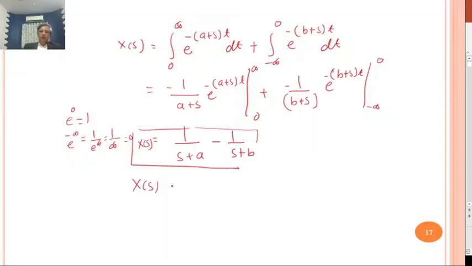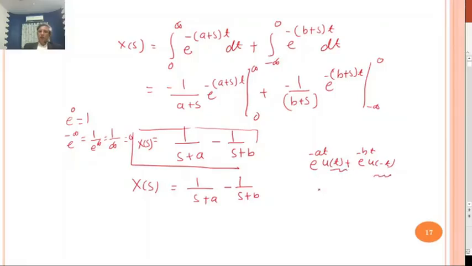X of s equals 1 upon s plus a minus 1 upon s plus b, and here the signal is e raised to minus at u of t plus e raised to minus bt u of minus t. One is causal and another is non-causal.